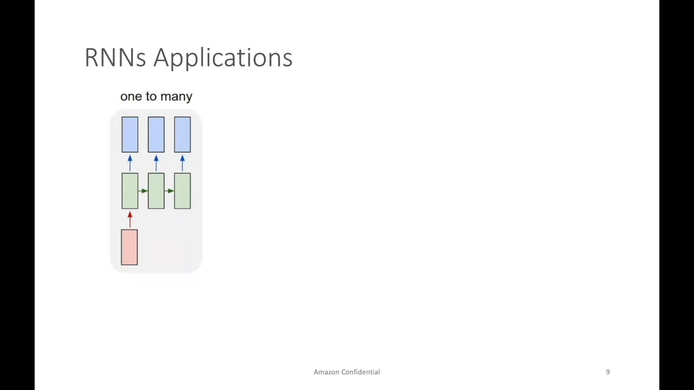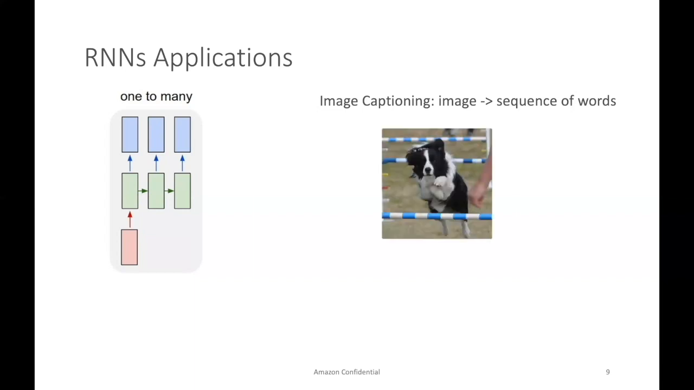Similarly, there can be one to many also, like for example, if you have an image and that image needs to have a caption and you are using a RNN to generate a caption from an image. Then for example, this image here, you would want a caption which says black and white dog jumps over the bar. This is a pretty appropriate caption, and it would basically use an RNN inside which takes the image and then generates the caption.